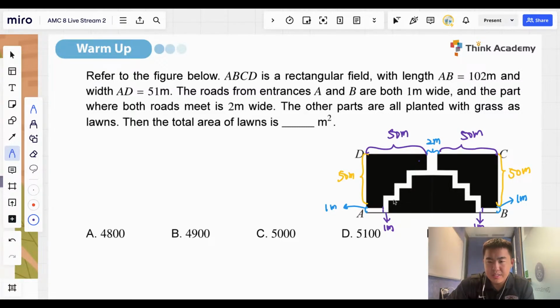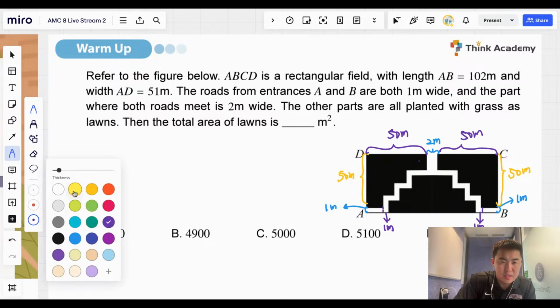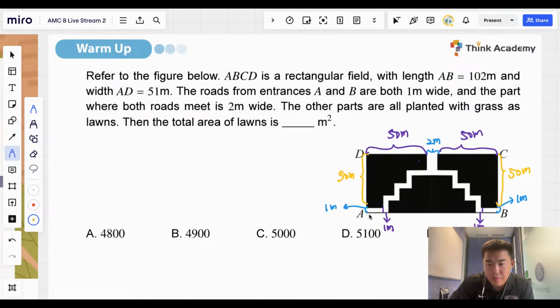Think about this: this is 1 meter, this is 1 meter. The entire length of AB is 102. So excluding those entrances, the rest should be 102 minus 2, which is 100 meters. Let me mark it down using a yellow color. So from A to here, this part, and then from the entrance to B, all these three yellow parts add up to 100. Now, since we have 100 on the top, 50 on both sides, and 100 on the bottom, we now have the opposite sides being the same length.